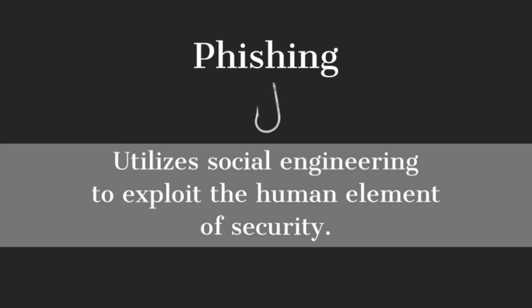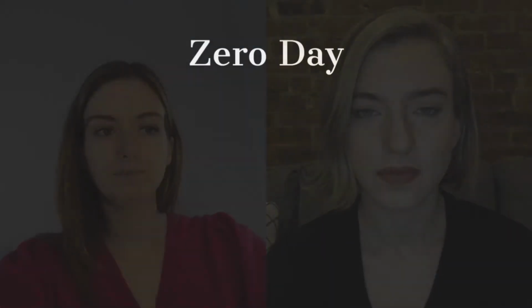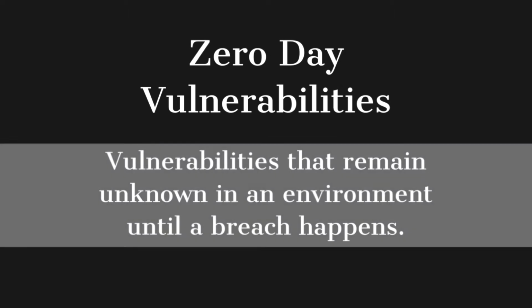One of the most well-known attack vectors is phishing. Phishing utilizes social engineering to exploit the human element of security. Attackers lure users into clicking malicious links or giving up personal data. Their ploys are getting more and more sophisticated, gaining more and more victims, so attackers continue to rely on this method. There's also zero-day vulnerabilities.